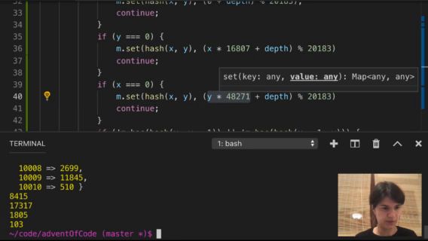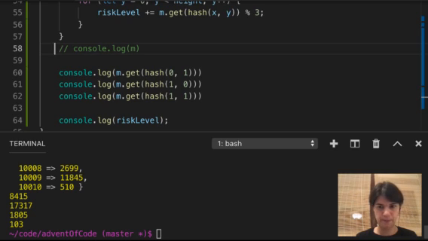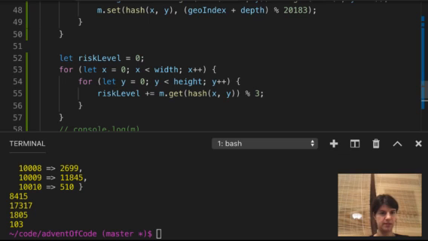So I don't want to print the whole map. Do we have 8415? Do we have 8415? Yes. 17317. Yes. And then the other one should be 1805. Okay, we got that. But the end result, the risk level, should be 1114. So what am I missing? So these four also look good. And then my risk level, x is less than the width. I did make the width a little bit bigger.